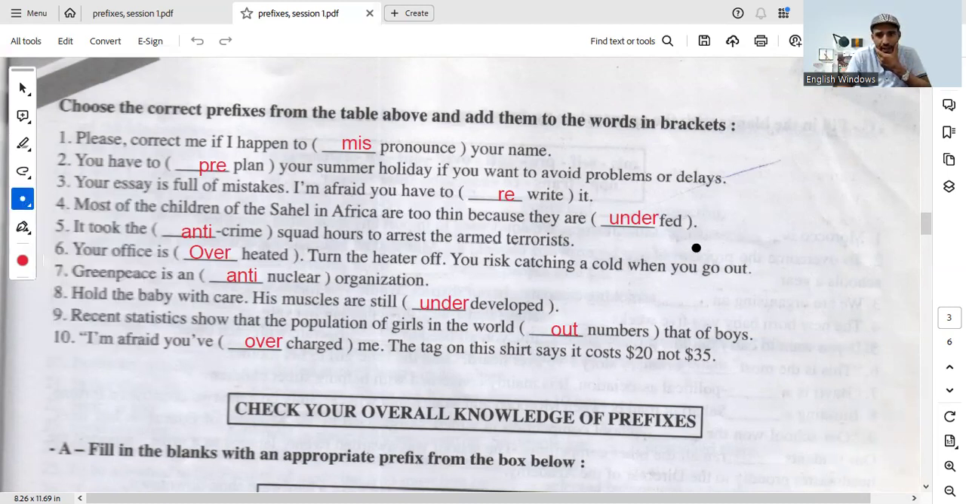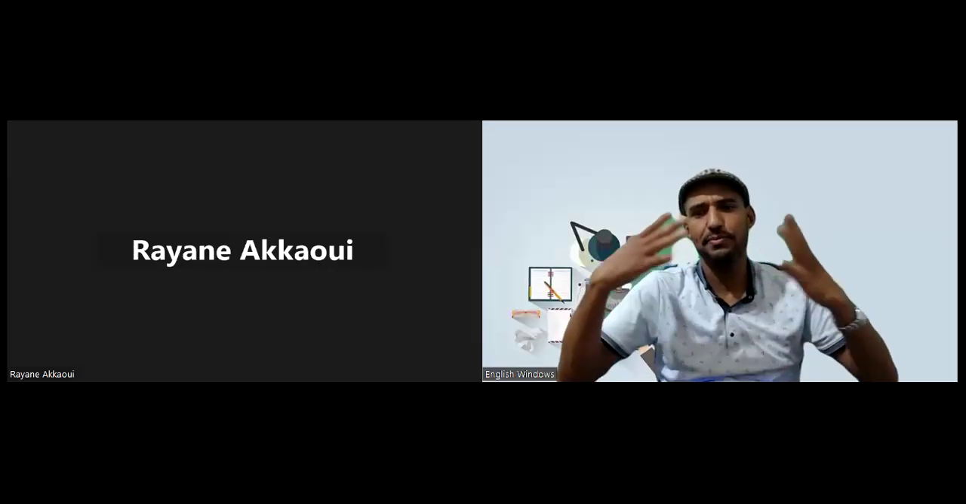Right? Well, you're going to use the prefix mis in a sentence together with anti and the last one over. Yes. Can you use? Let's start with mis. Give me an example of a sentence or a word in which you use mis, right, as a prefix.